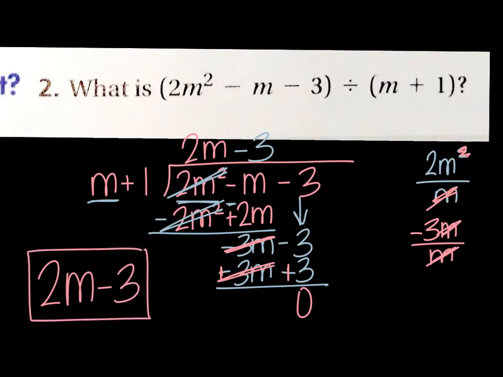Now, here's a little hint for later. If you don't have a remainder, like here, I have a remainder of 0. If I don't have a remainder, that means that this is a factor of that. These two binomials that I have created are factors of 2m squared minus m minus 3.